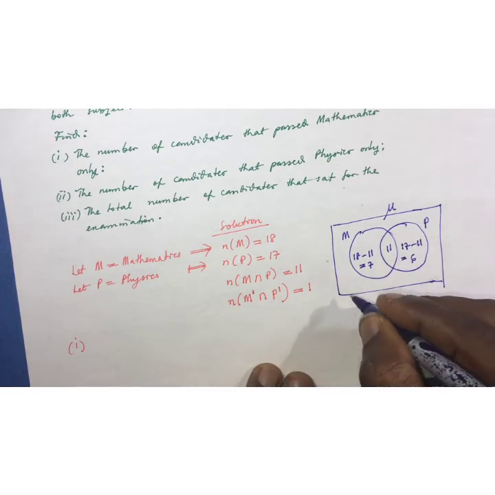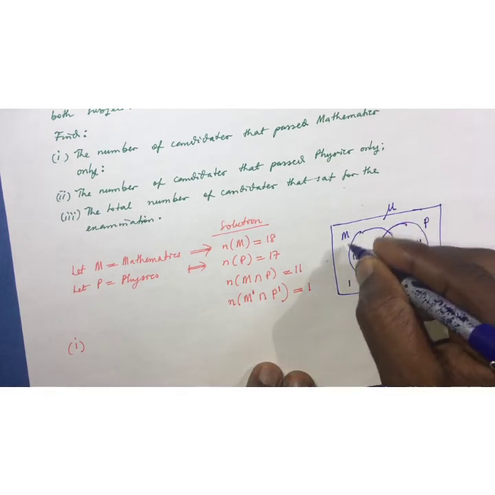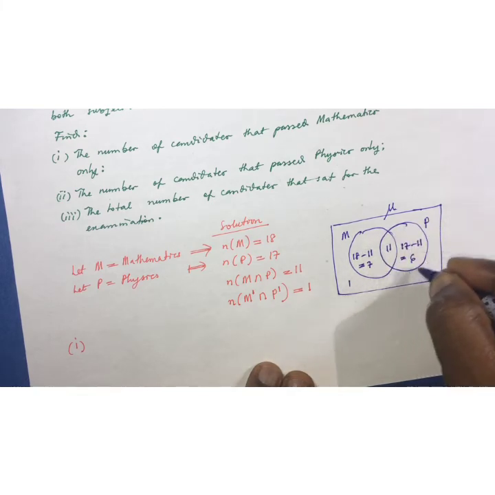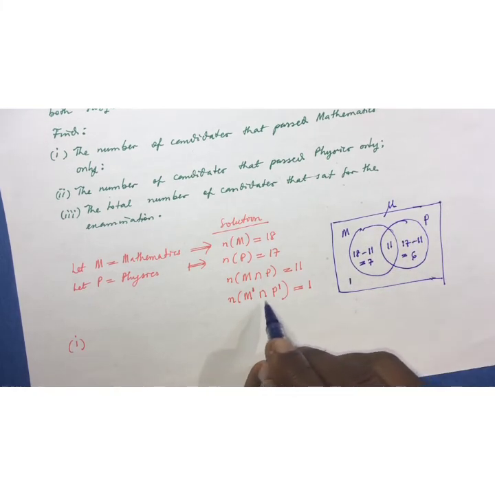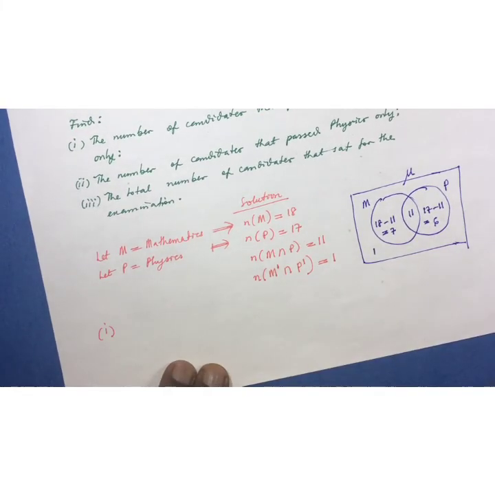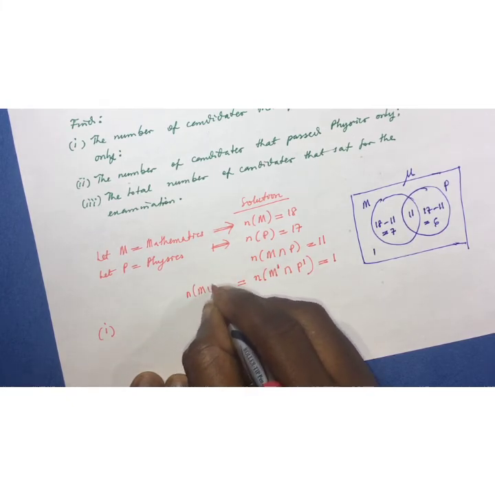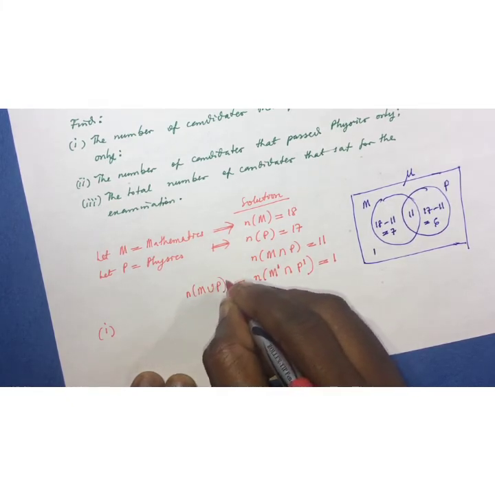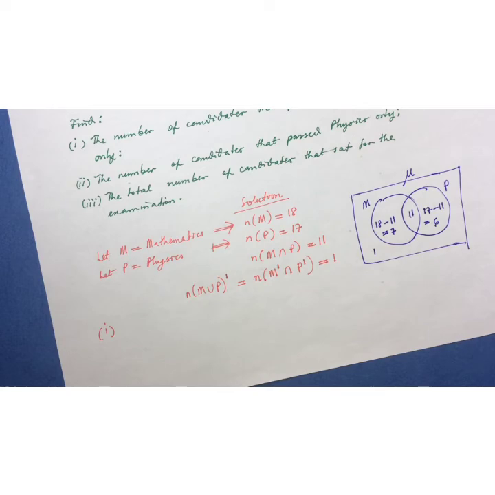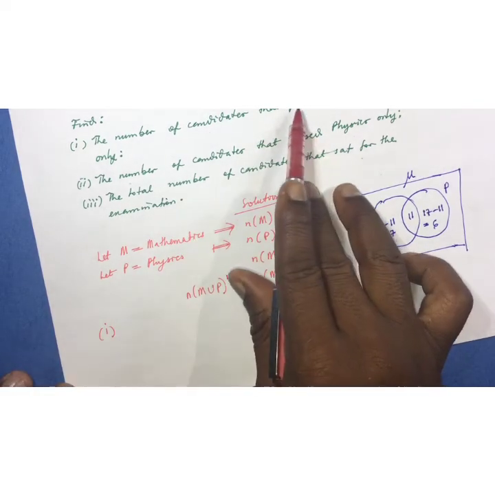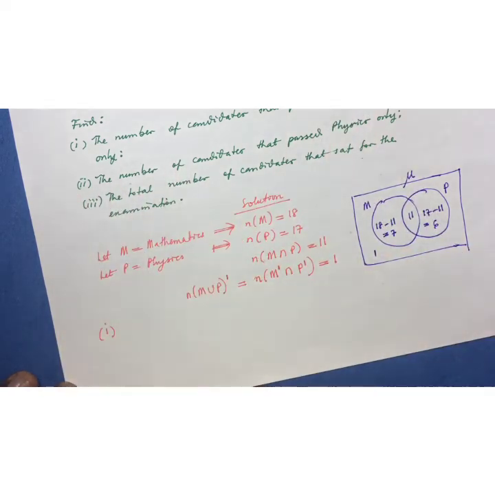Now, by the Venn diagram, those who failed mathematics and physics would belong to this group. So if you are not within this area where candidates pass, you belong here. So that is what is represented with this. Remember, this is equal to the same as N M union P complement.